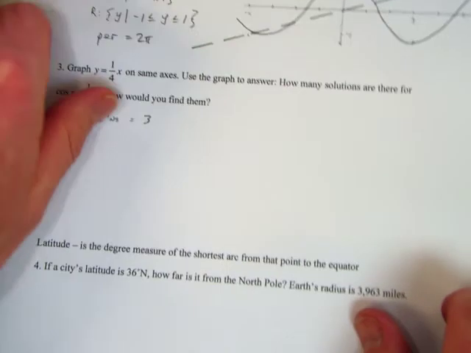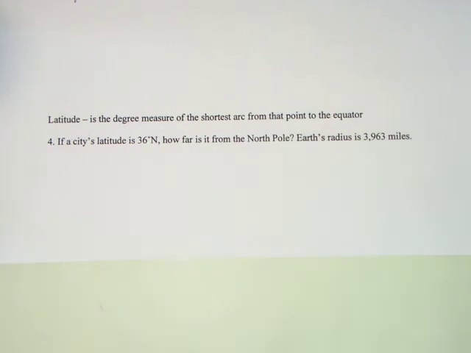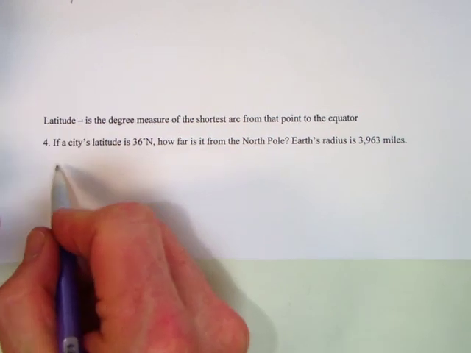All right. Next one. Latitude. Latitude is the degree measure of the shortest arc from that point to the equator. If the city's latitude is 36 degrees north, how far is it from the North Pole? We're going to use the Earth radius as 3,963 miles. So let's sketch a picture. How do you sketch a picture?